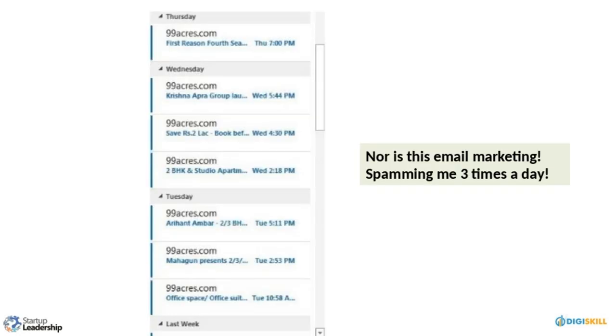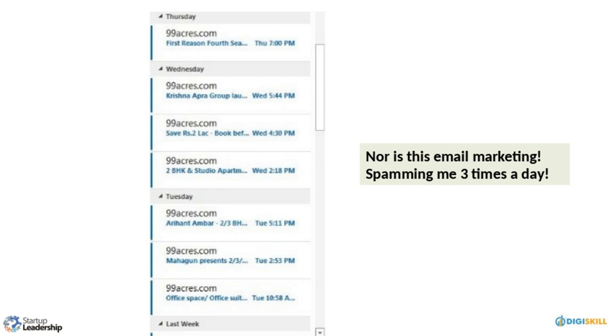Another kind of a bad example I want to show you, and this is from a reputed large company. As you can see, it's 99acres. So bad email marketing is not just restricted to small startups or people who do not know marketing. I am sure 99acres.com has a fairly good marketing team at work, and they would probably have a great big digital marketing agency working for them.